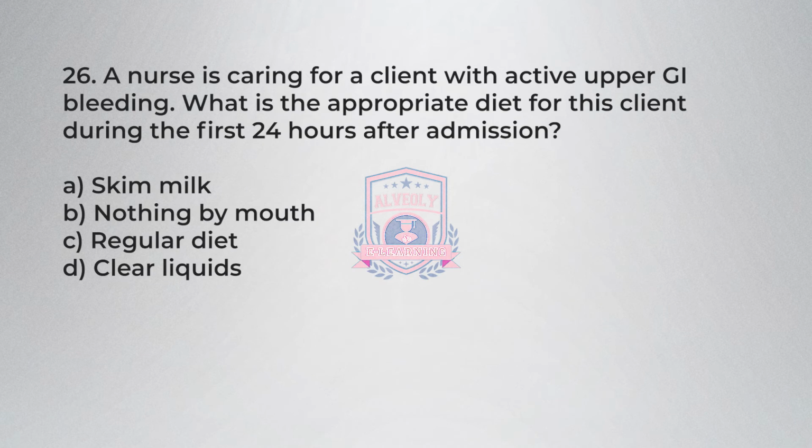Question 26. A nurse is caring for a client with active upper GI bleeding. What is the appropriate diet for this client during the first 24 hours after admission? A. Skim milk. B. Nothing by mouth. C. Regular diet. D. Clear liquids. Correct answer is B. Nothing by mouth.